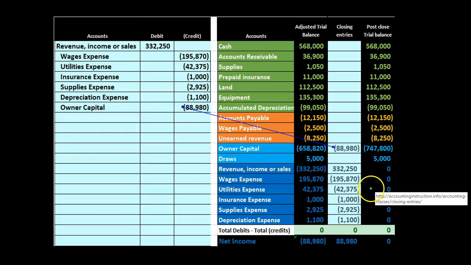Then if we post that, we have the credit to the capital account. So we have the owner capital, and we're going to credit it by that amount, and that brings the balance up to 747,800.